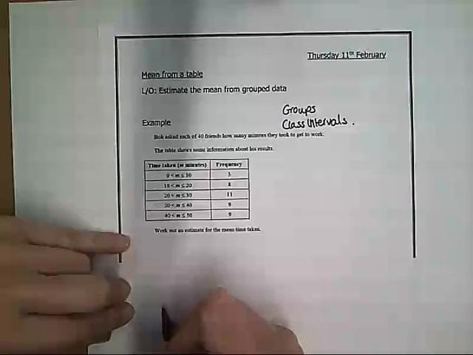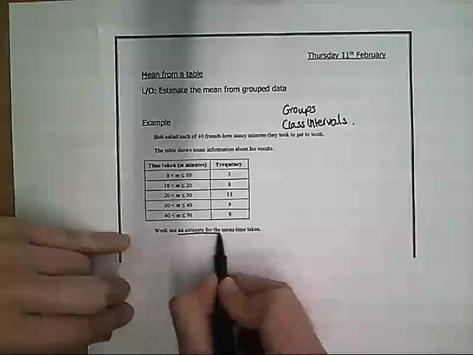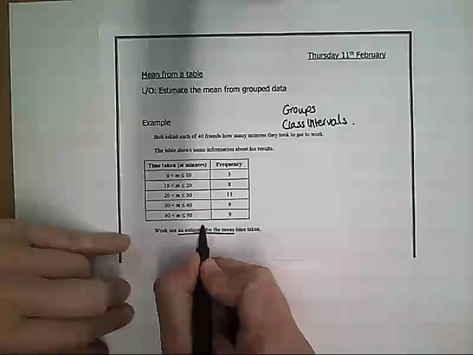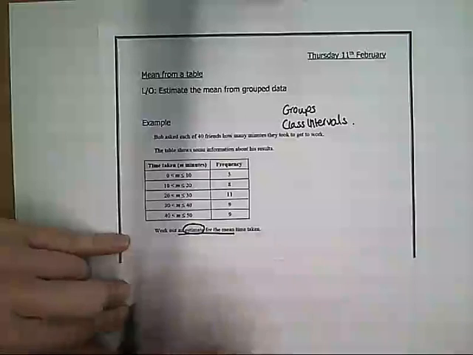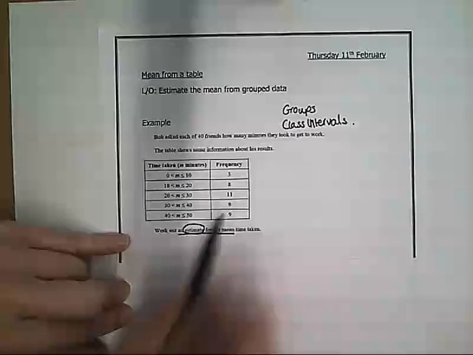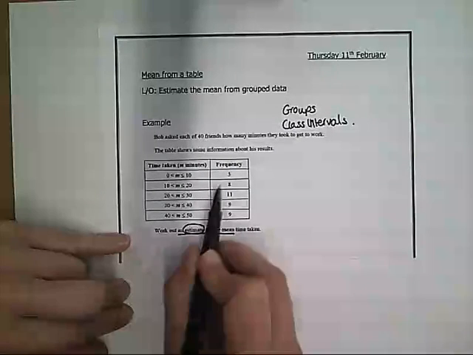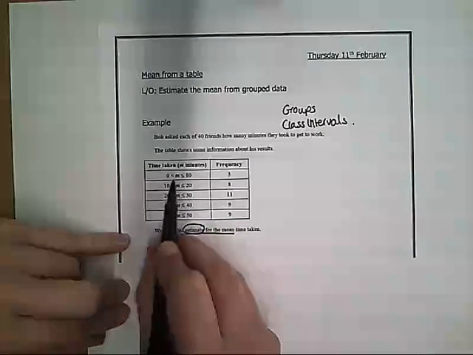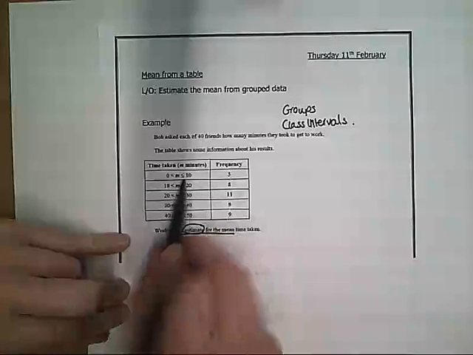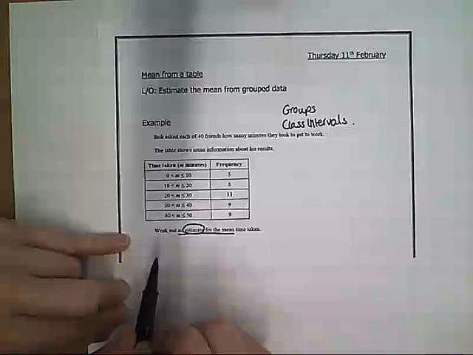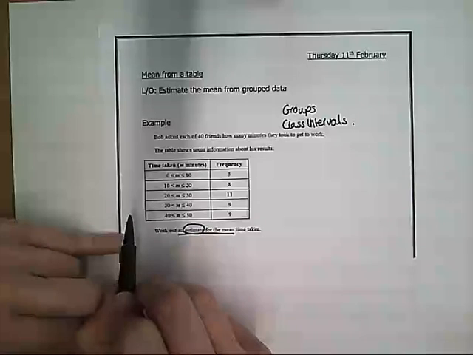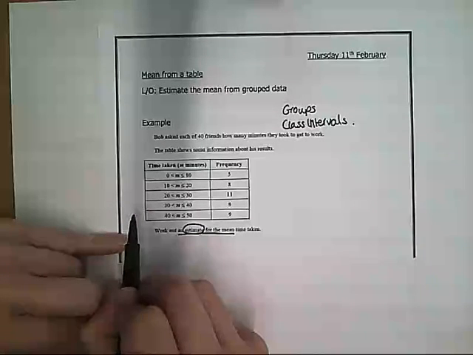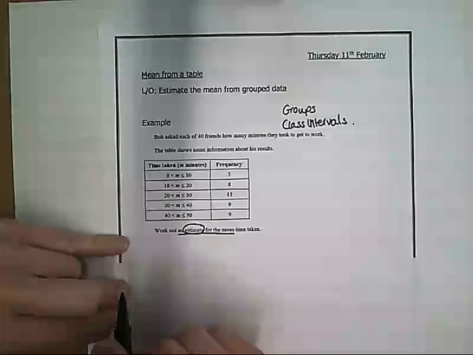And the question asks us to work out an estimate for the mean time taken. Now it's an estimate because we don't know how many minutes exactly each of the people took. So these 3 people could have all taken 2 minutes, because that's between 0 and 10 minutes. They could have all taken 9.5 minutes. Or one of them could have taken 1 minute, one of them 7 minutes, and one of them 8 minutes, for example. So that's why it's an estimate.